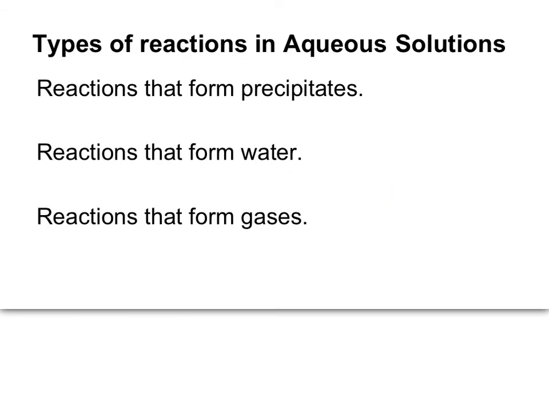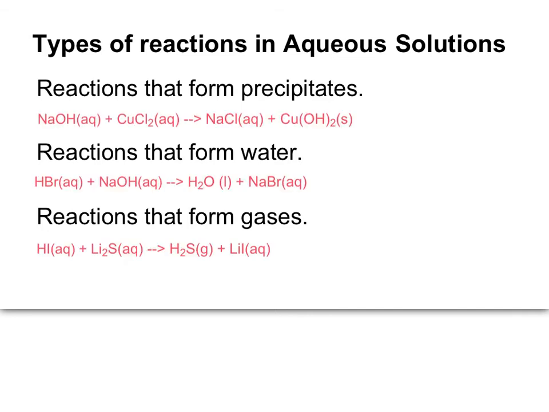There are three types of reactions that occur in aqueous solutions. Those which react to form precipitates or solids, those that react to form water, which you know is H2O, and lastly, reactions that form gases. Take a minute to look at one example of each of the three types of aqueous solutions. Keep in mind, none of these equations are balanced, and everything labeled as aqueous has not yet been split into its ions.